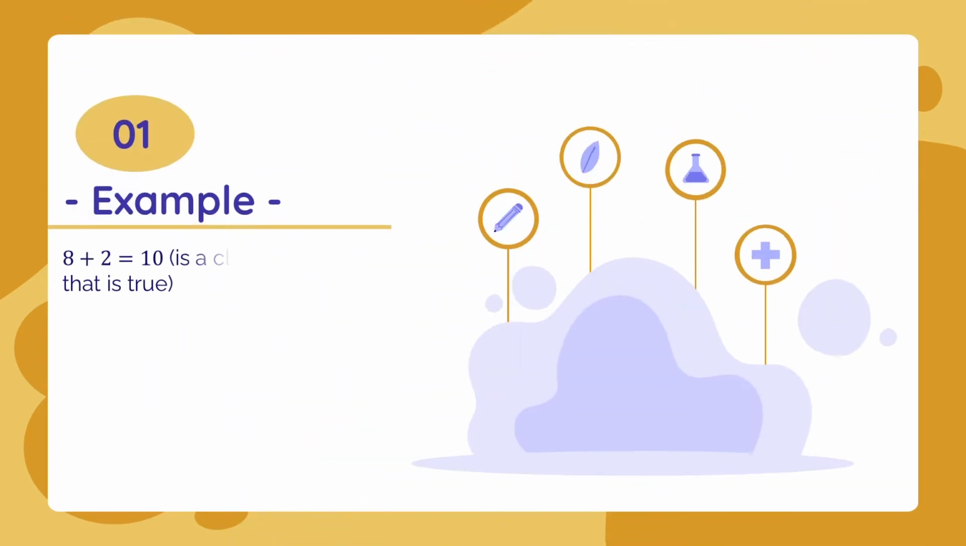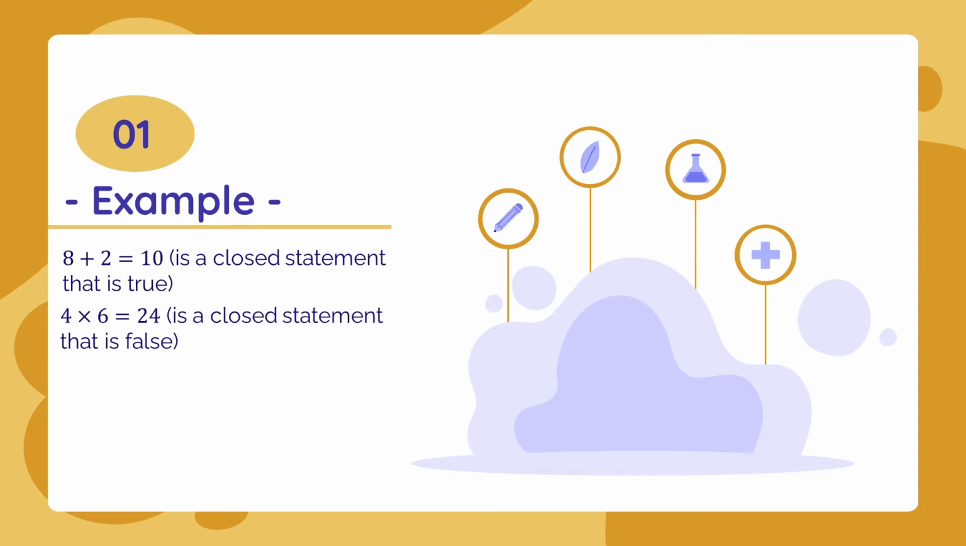Example: 8 plus 2 equals 10 is a closed statement that is true. 4 multiplied by 6 equals 20 is a closed statement that is false. 5a plus 10 equals 40 is an open statement because its truth must be proven.